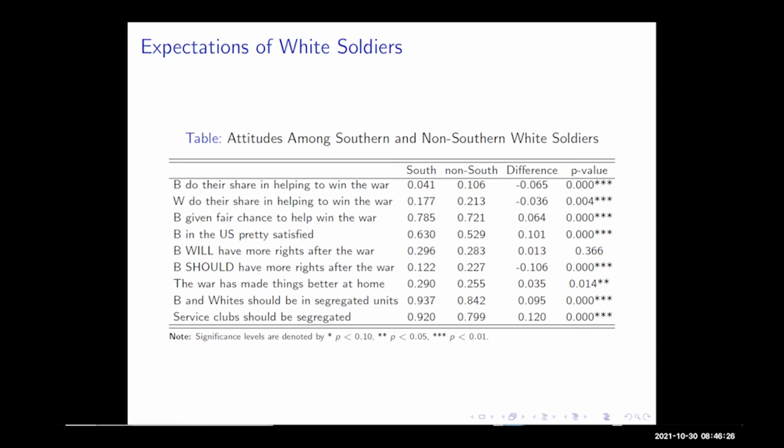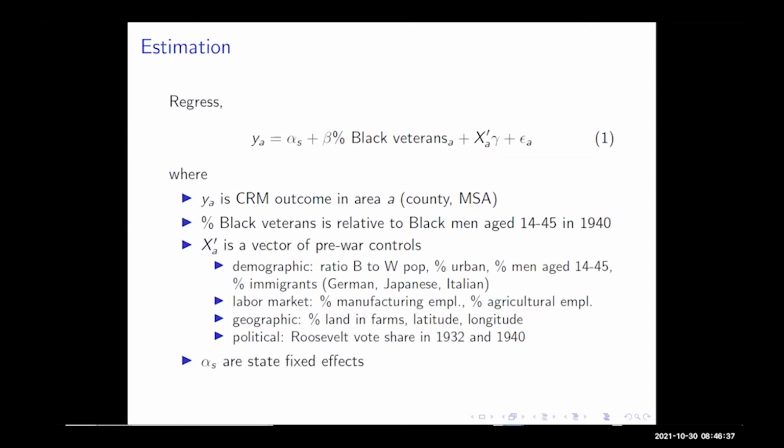So this is already foreshadowing some of the results that we see. There's going to be a positive effect on civil rights related outcomes coming from Black veterans and a negative effect from white veterans. But these are the kinds of regressions that we're interested in running, where we regress a given civil rights outcome in area A on area fixed effects. So this could be a county or a metropolitan statistical area or congressional district later. And we regress this on the share of Black veterans in that particular area.